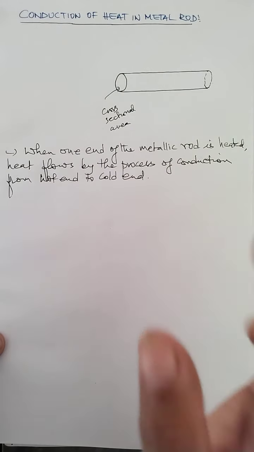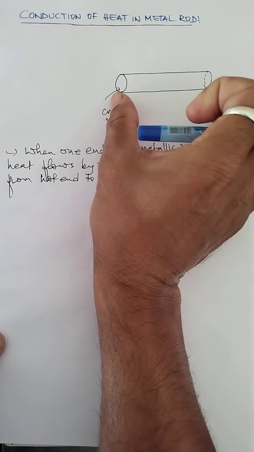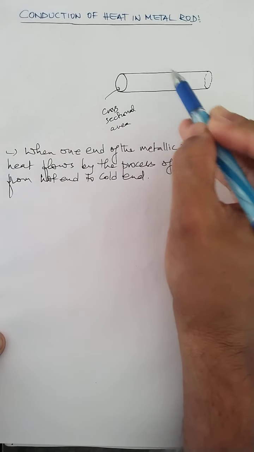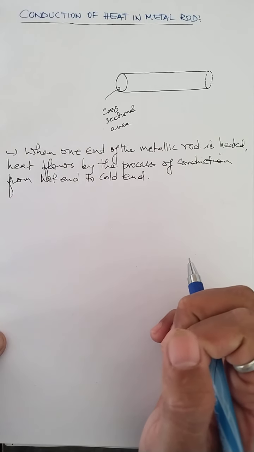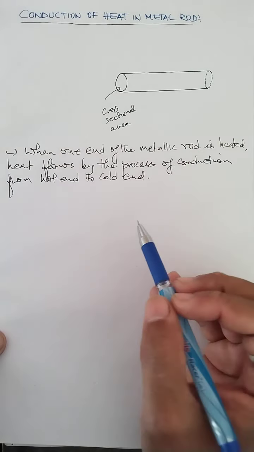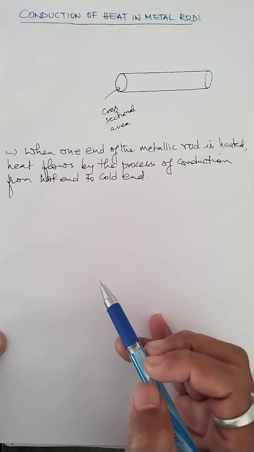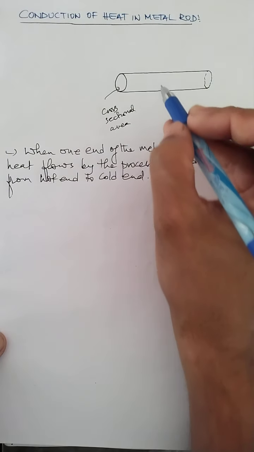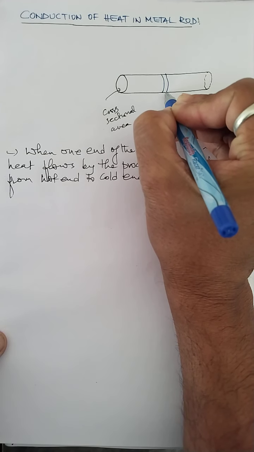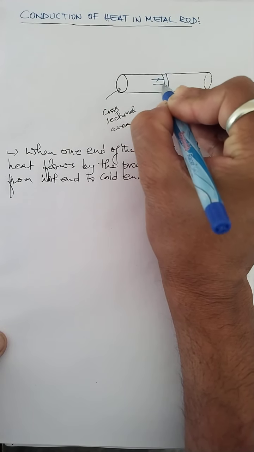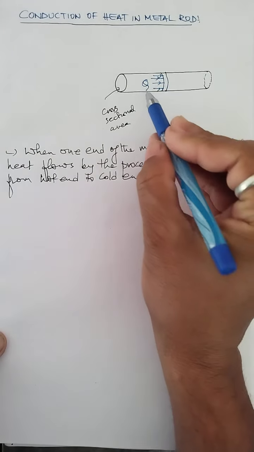Now in the process of conduction, each cross section of the rod, because this rod has a number of cross sections along its total length, receives heat from the adjacent cross section. This heat is received from the hot end. So out of the many cross sections of the rod, let me consider one cross section of the rod where the heat is received from the adjacent cross section, and that heat received is say Q.